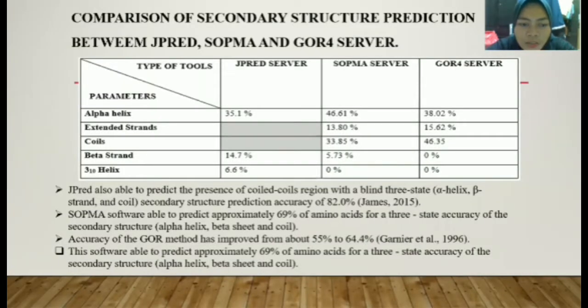So this is the summary that has been shown in the table, the comparison of the secondary structure prediction between JPred, SOPMA, and GOR4 server, as I mentioned just now. So JPred is also able to predict the presence of coil region with a blind three-state secondary structure prediction accuracy of 82.0%, while SOPMA approximately 69% of amino acids, and the GOR4 method is about 55% to 64.4%. And this software is also able to predict about 69% of amino acids for three-state accuracy secondary structure: alpha helix, beta sheet, and coil.